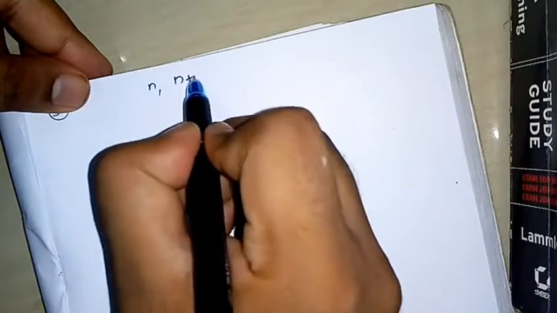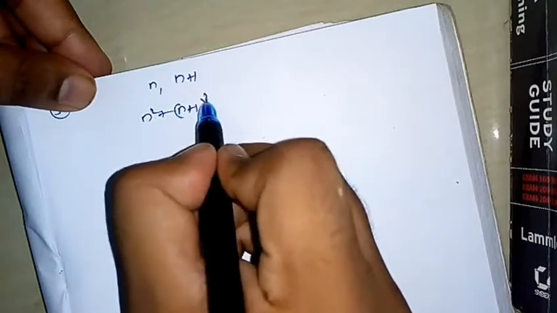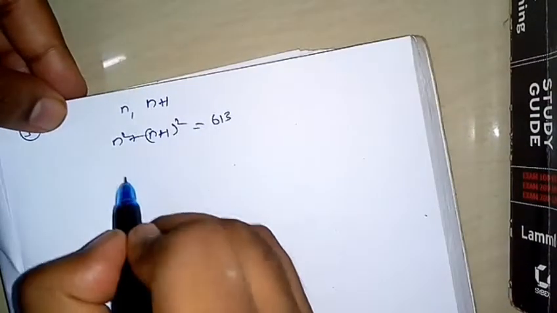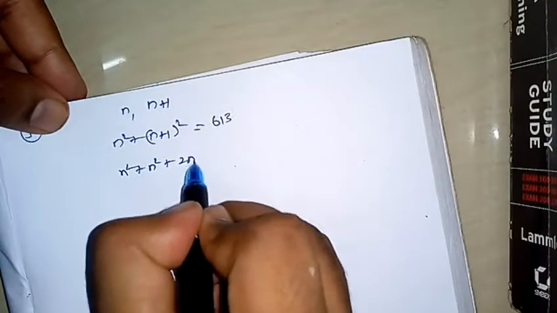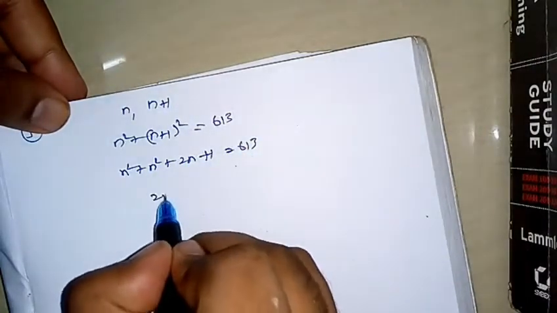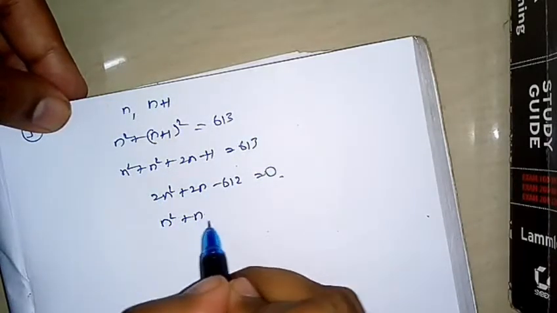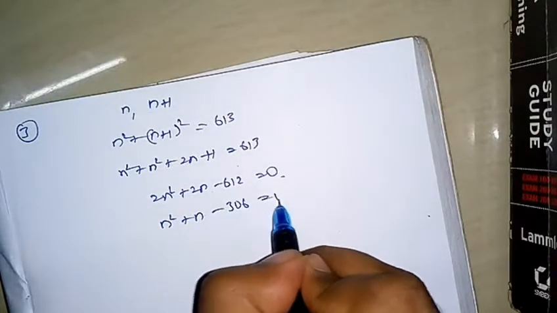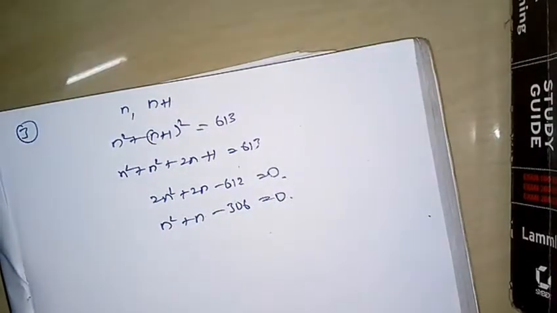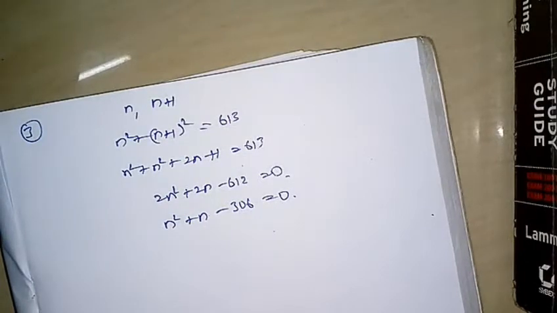So third question. Find two consecutive positive integers, sum of whose squares is 613. Let n, n plus 1 be two consecutive positive integers. So n square plus n plus 1 whole square is equal to 613. n square plus n square plus 2n plus 1 is equal to 613. So 2n square plus 2n minus 612 is equal to 0, or n square plus n minus 306 is equal to 0. So you have to find factors of 306.